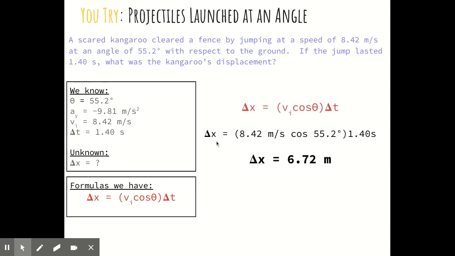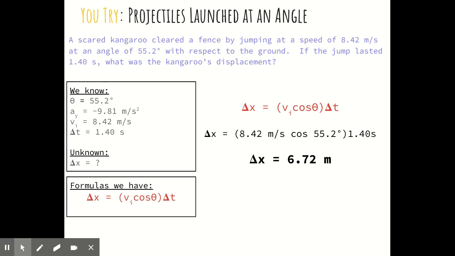For this one, we're going to use our delta x formula. So we plug in our initial velocity times cosine of the angle times the time. This gives us a horizontal distance of 6.72 meters. And that's the end for today.